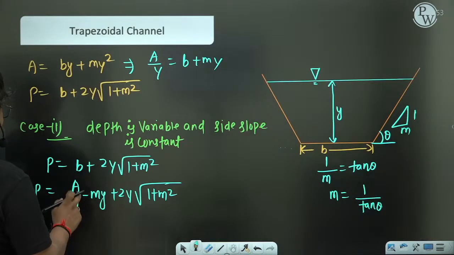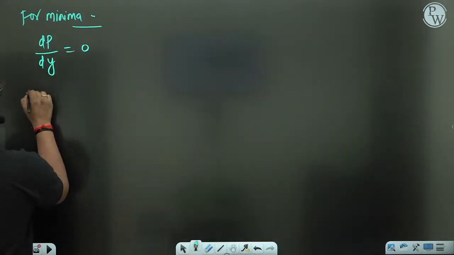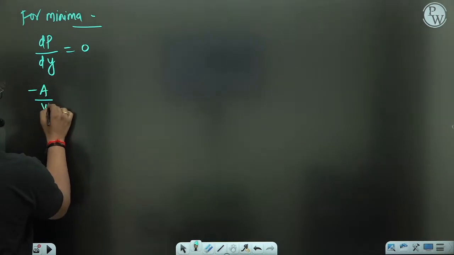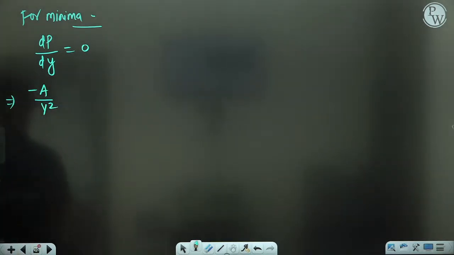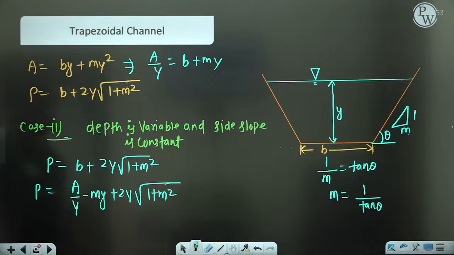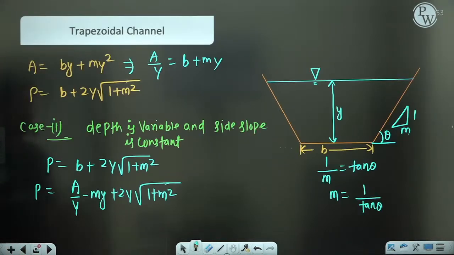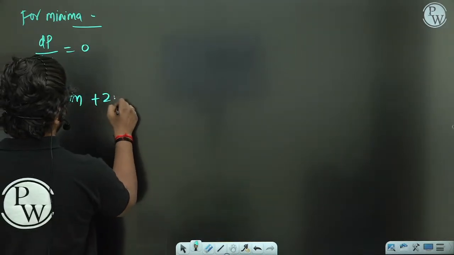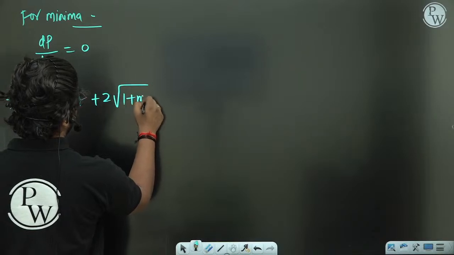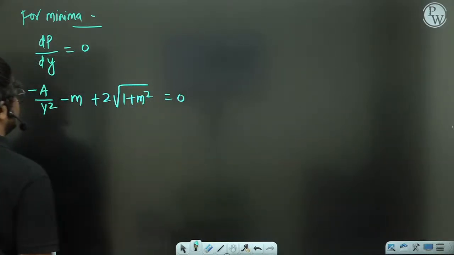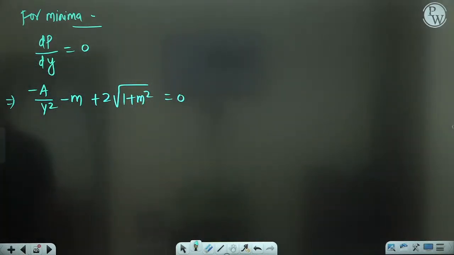so a by y differentiation will be minus a upon y square, if I'm not wrong, minus a upon y square minus m plus 2 root under 1 plus m square equal to 0. That's what I'm getting.